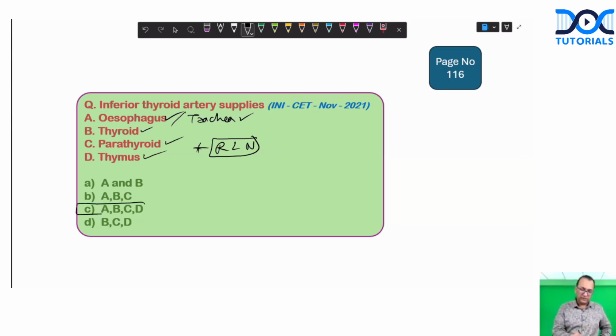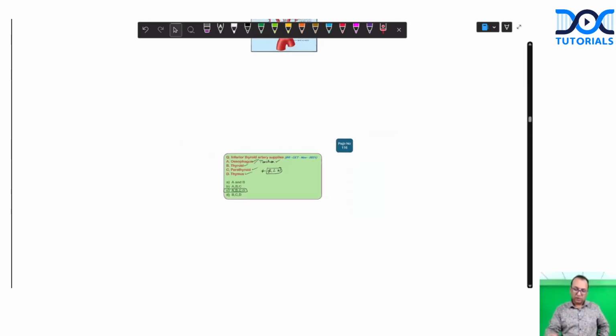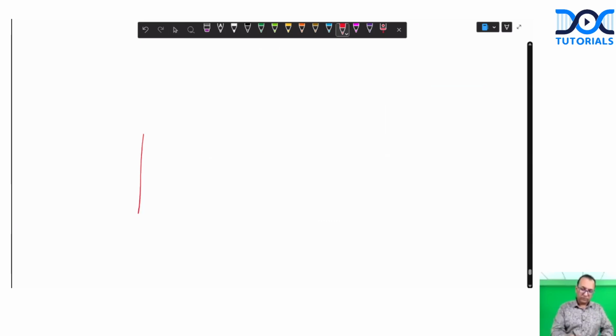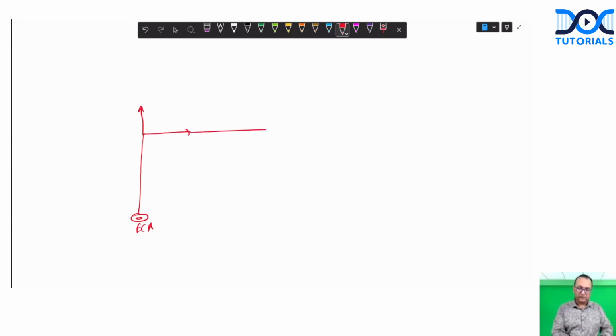And about Little's area of epistaxis, quickly we can discuss. As you know, this is the external carotid artery. The external carotid artery is giving two terminal branches. One of those is the maxillary artery. This maxillary artery has three parts. Part 1, Part 2, Part 3.